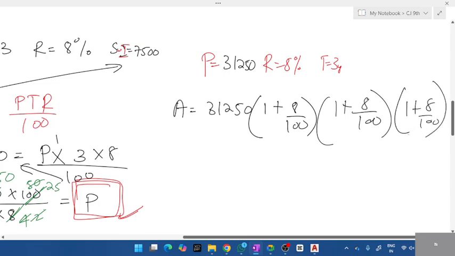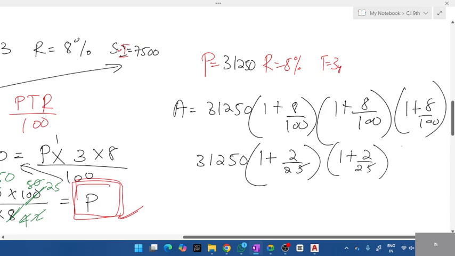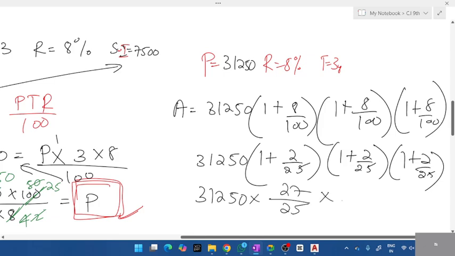Calculate this. 3,250 into 8 by 100. You get 425. 1 plus 2, 25. It's the same. Don't waste your time, it's the same for everything. So what is the LCM for this? 27 by 25, 27 by 25 and 27 by 25.